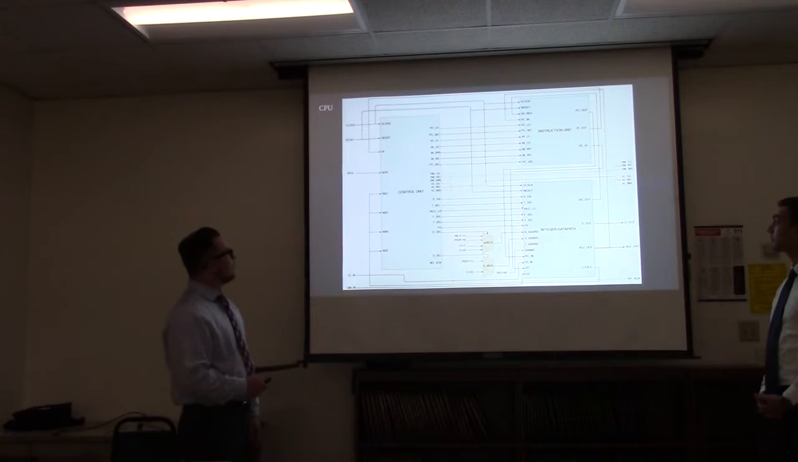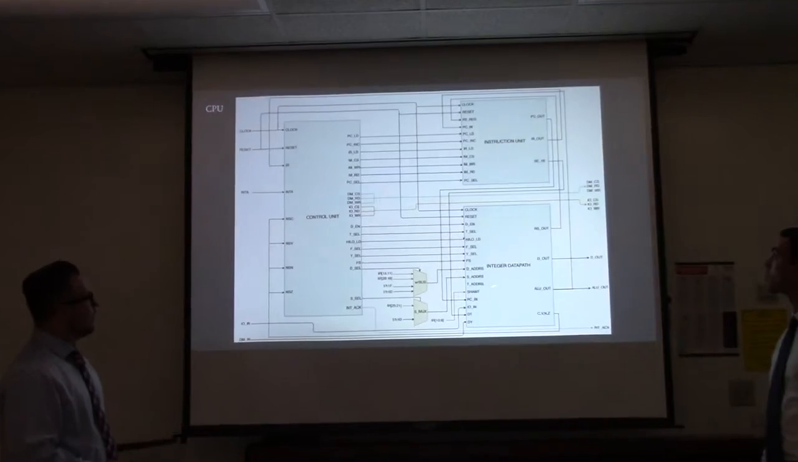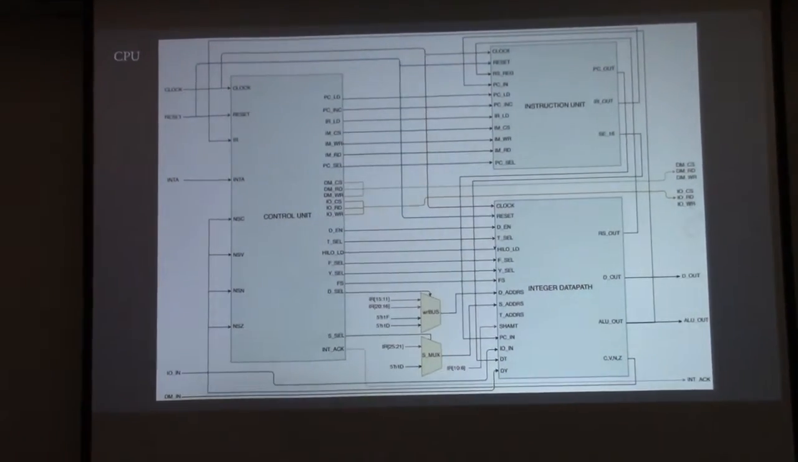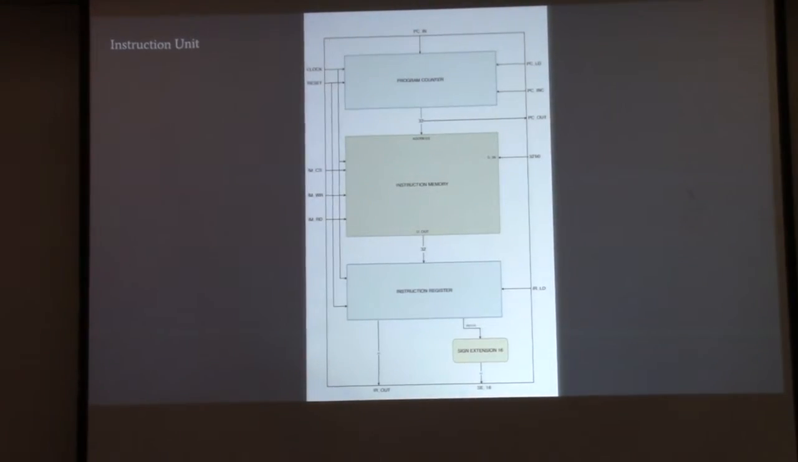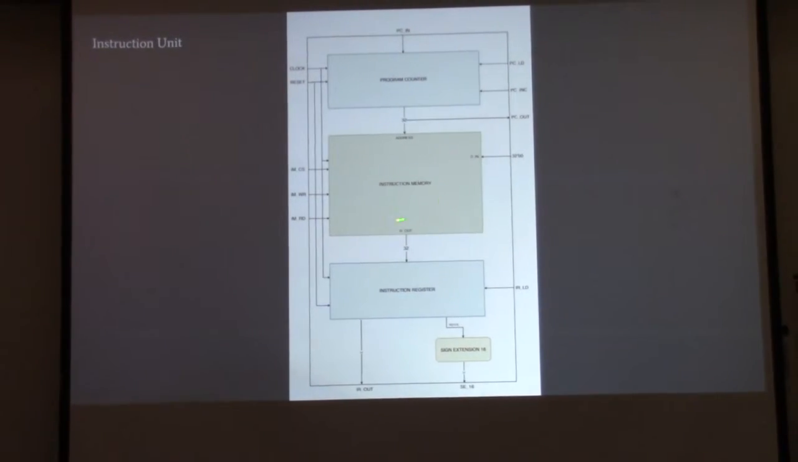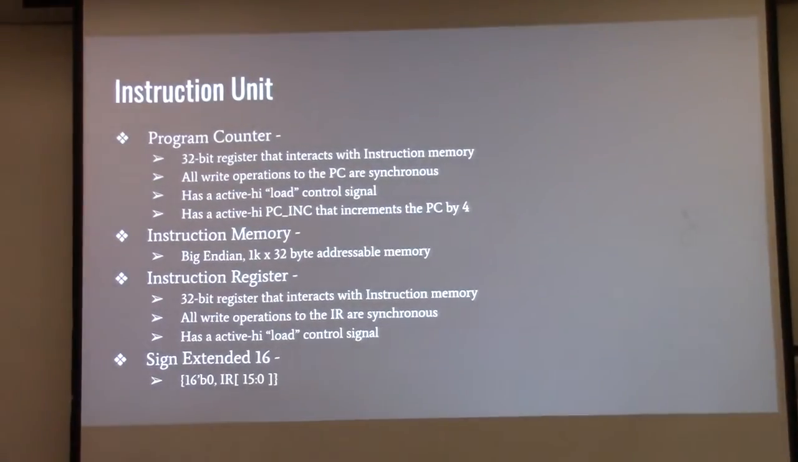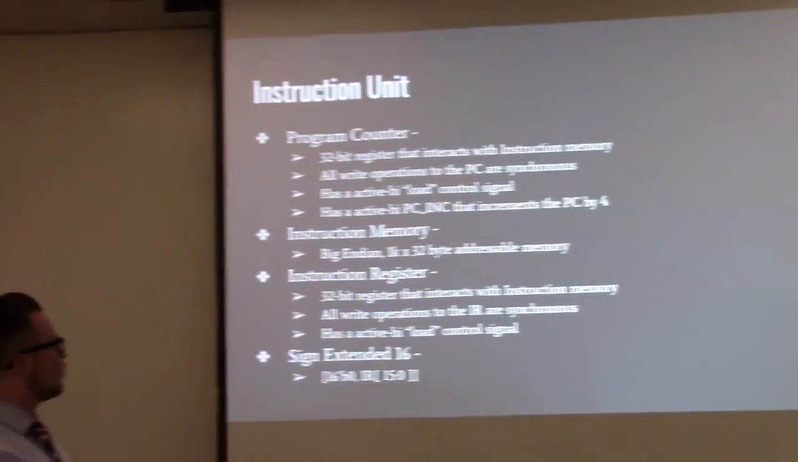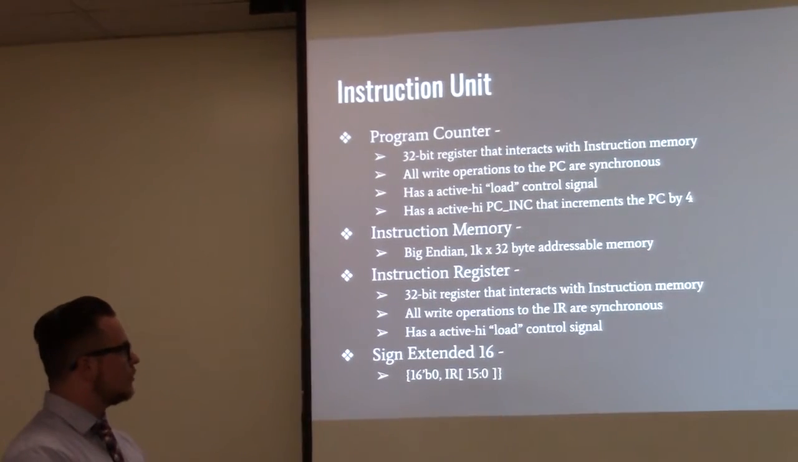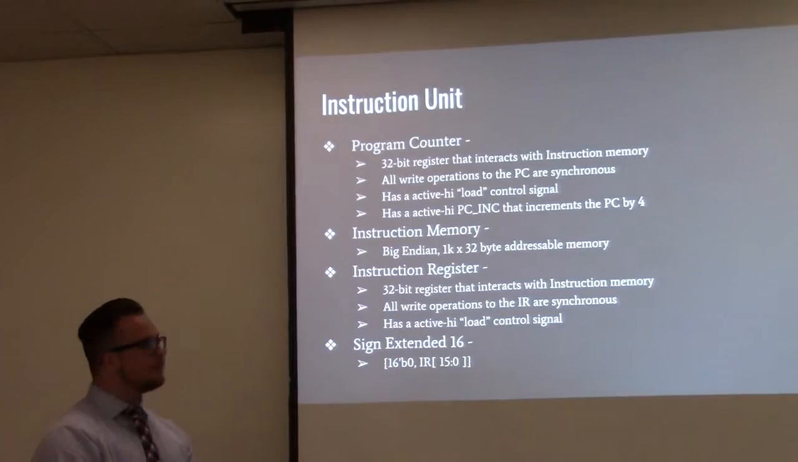This is our CPU unit with the control unit, the instruction unit, and the integer data path. Inside we have the instruction unit with the program counter, the instruction memory, the instruction register, and the sign extension. The program counter and the instruction register are 32-bit registers that interact with the instruction memory.